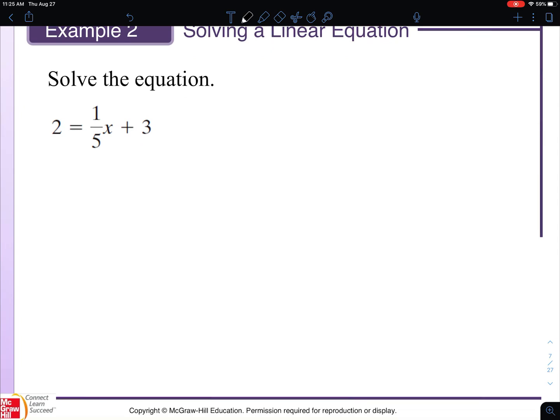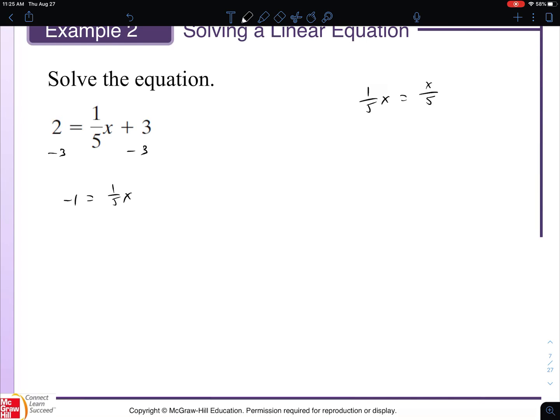Here, same thing. We want to isolate the variable. So I'm going to subtract 3 from both sides. Now 2 minus 3 is negative 1. I want to say that 1/5 x is the same thing as x divided by 5. So those two are equivalent terms.